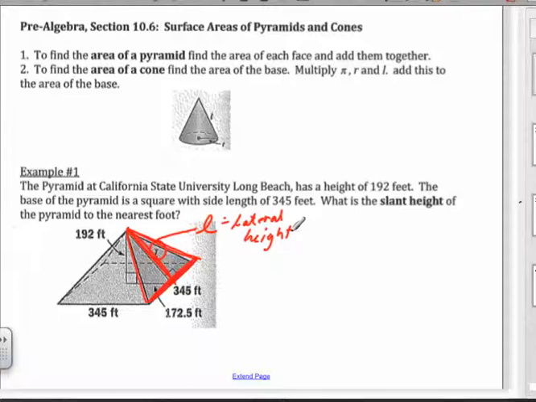Lateral height, H-E-I-G-H-T. Hey guys, remember there's no H on the end. It's not height. Just for your knowledge, height ends in a T. Okay? Alright, lateral height. Sometimes we'll have to find the lateral height. Sometimes they'll give it to us. But we'll get to that in just a minute.